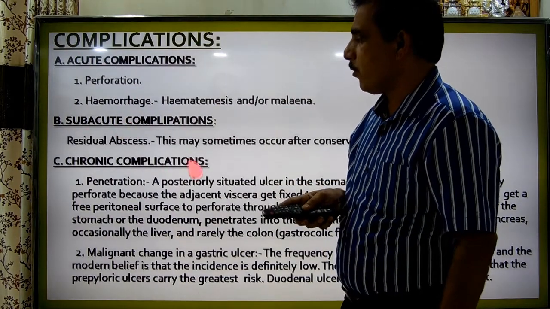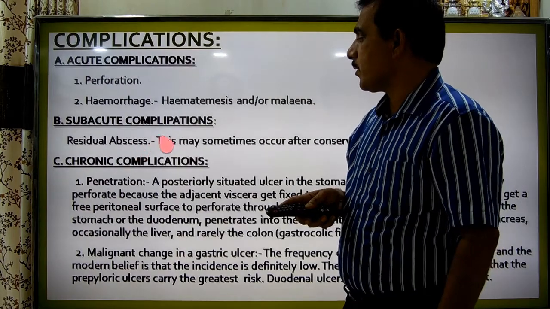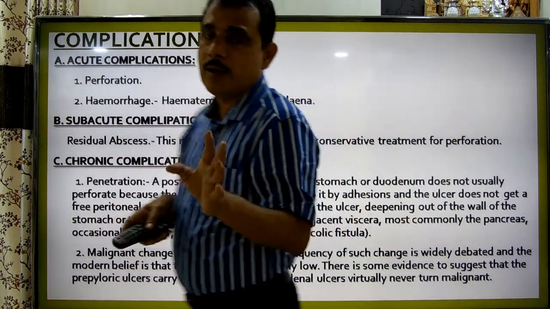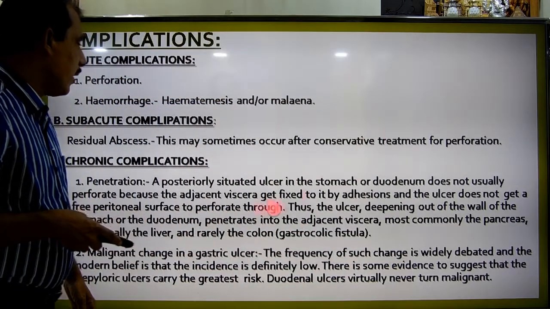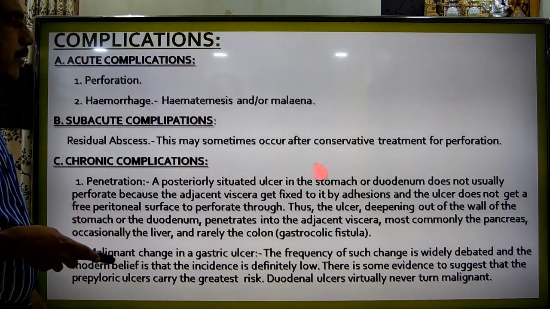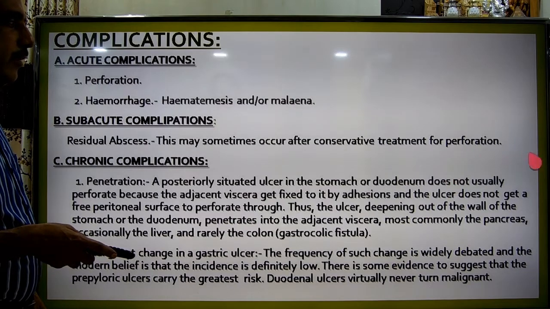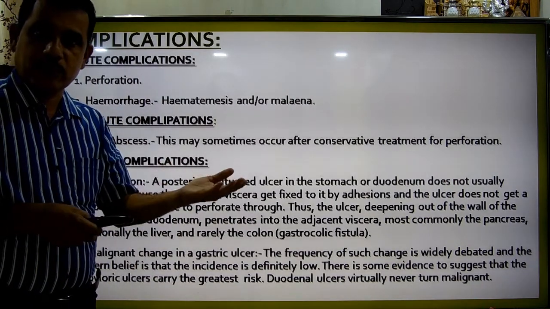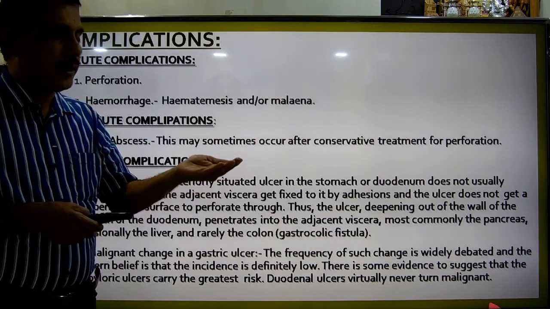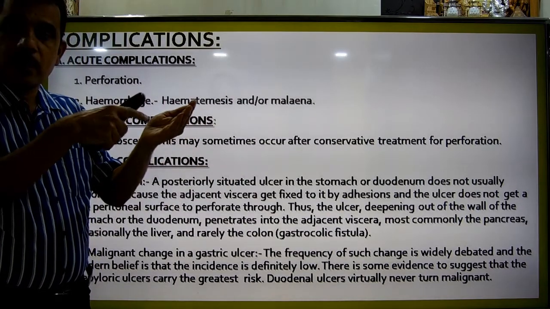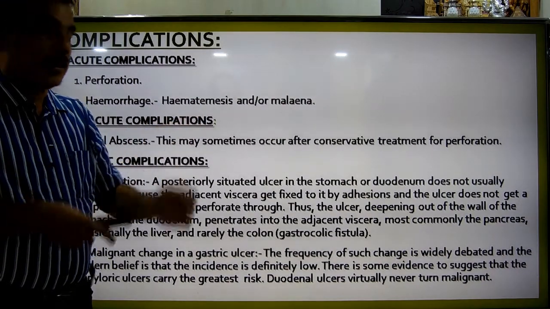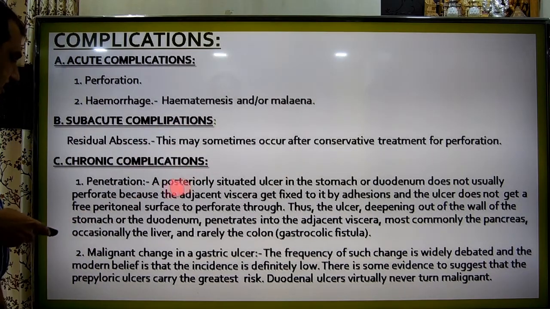Then subacute complications. The subacute complication is a residual abscess. Even though it is a rare complication, it can occur. This sometimes occurs after conservative treatment, mainly for perforation. It means perforation takes place and you give conservative treatment, the healing will start, and at the site of the penetration of the ulcer, there is development of an abscess.